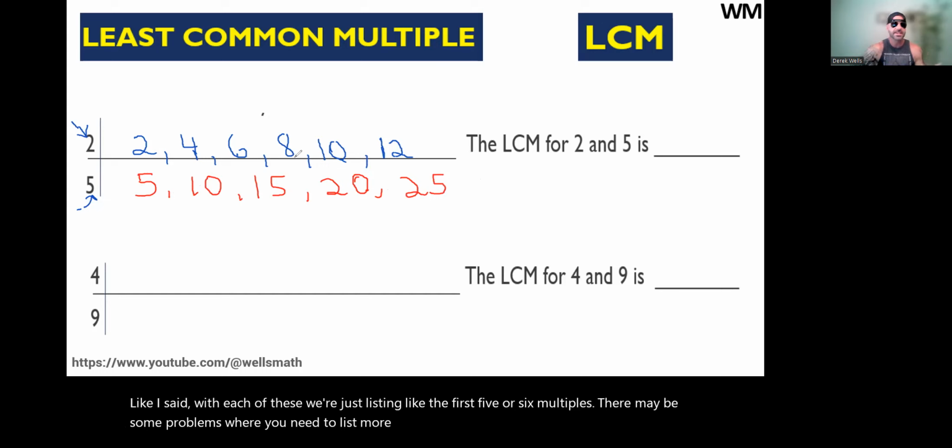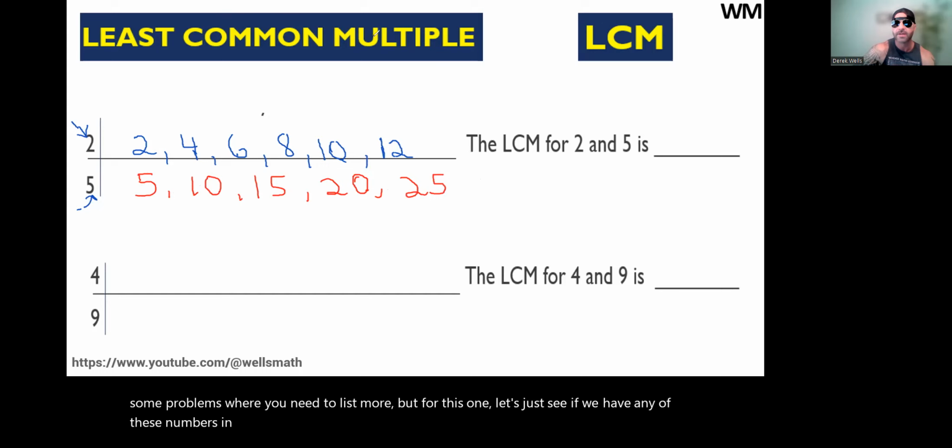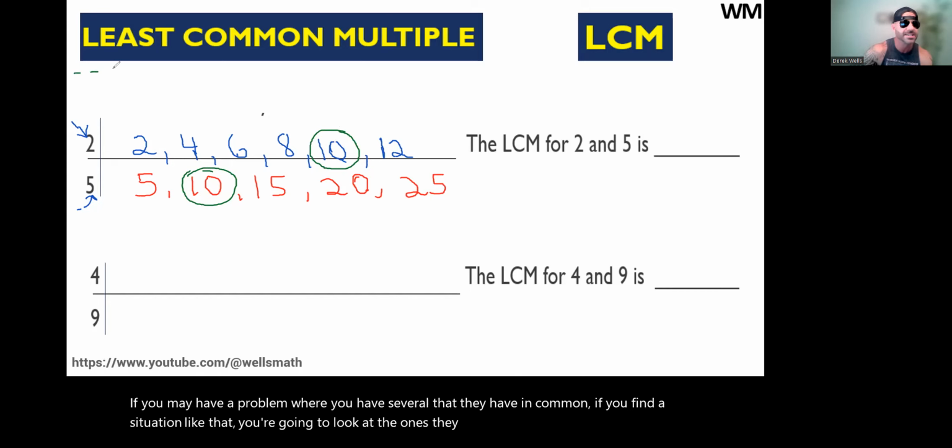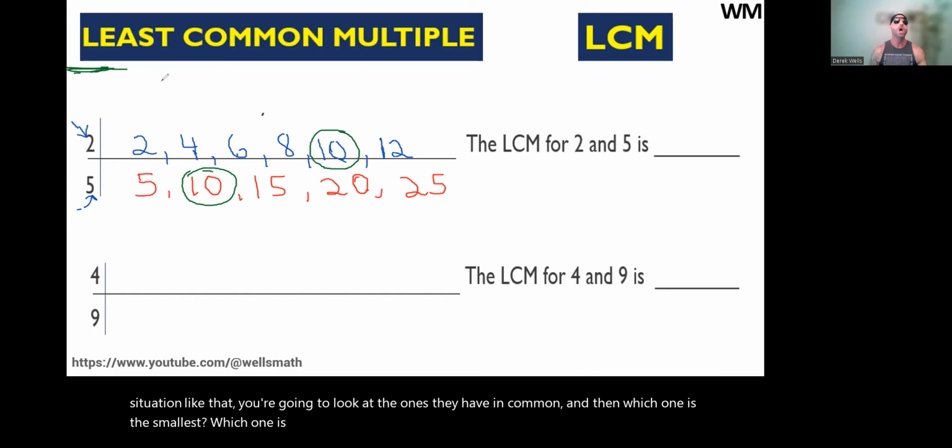But for this one, let's just see if we have any of these numbers in common now with the number 2 and 5. Any of these multiples that we see in common. What I am seeing, the only one that I'm seeing is the number 10. Now, you may have a problem where you have several that they have in common. If you find a situation like that, you're going to look at the ones they have in common, and then which one is the smallest, which one is the least common multiple that the two numbers share. So the least common multiple for the number 2 and 5 is 10.